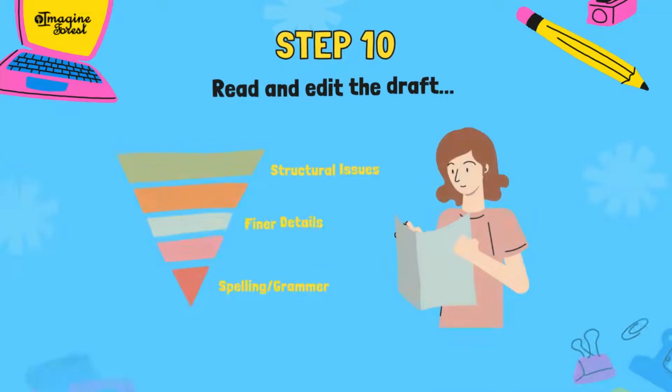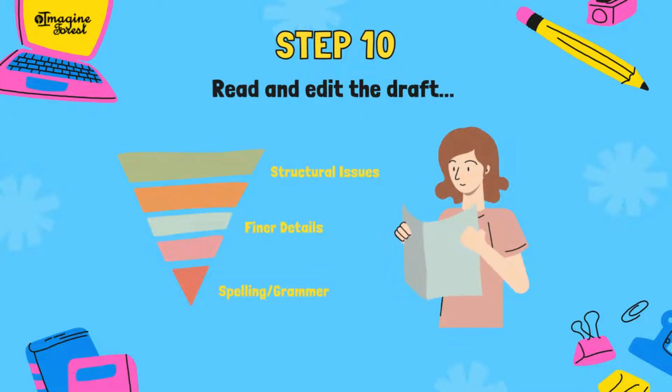Step 10. Read and edit the draft. Now it's time to read your draft story. Share it with your friends and family members for advice on how to make it better. The first time you read it, try to focus on structural issues with your story. In other words, does it make sense? Are there any plot holes in the story? Are the key events in the correct order? Then fix these mistakes and read the story again.